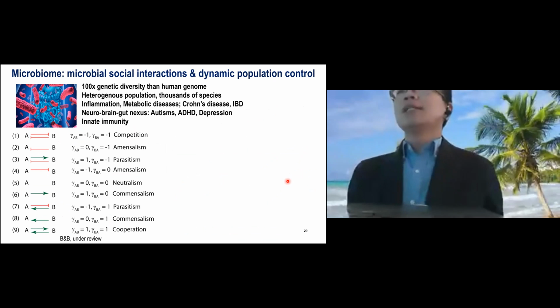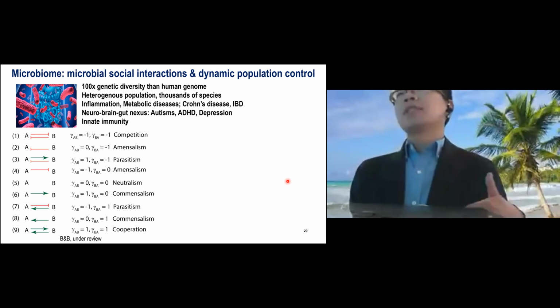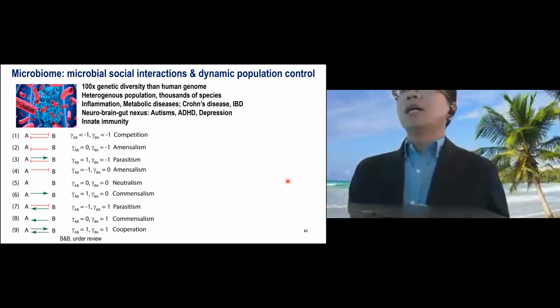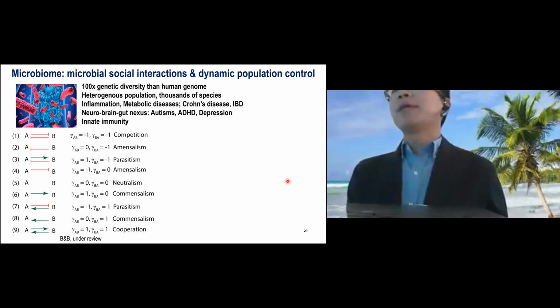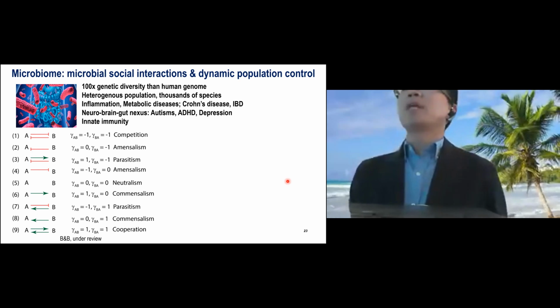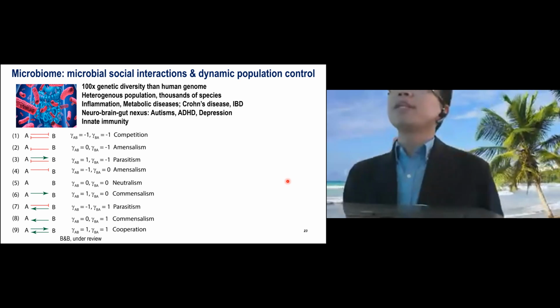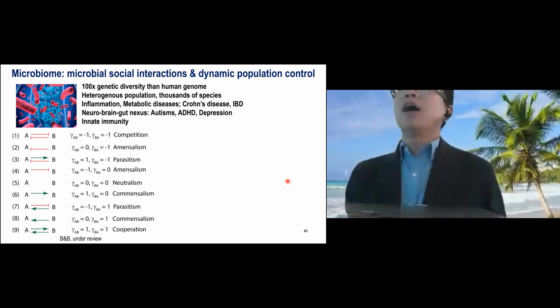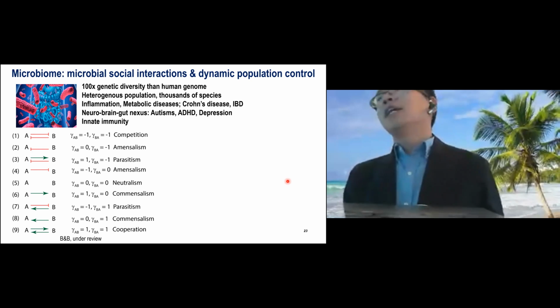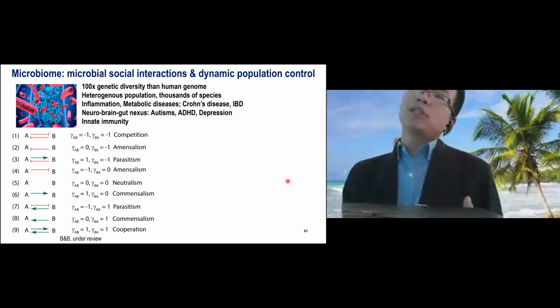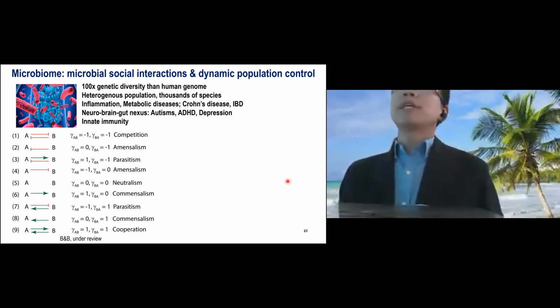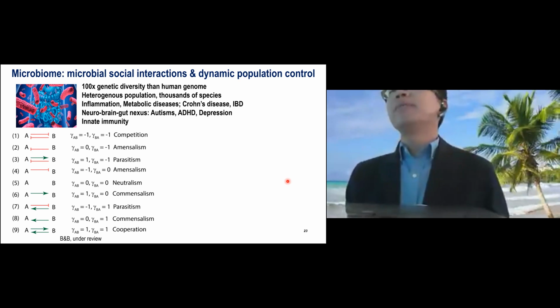You can call it dysbiosis, or maybe the instability of the population, that can cause inflammation, metabolic disease, Crohn's disease, inflammatory bowel disease, or the neuron brain-gut nexus. People found in kids autism, attention deficit hyperactivity disorder, or depression can be linked with the gut microbiome. They can also affect the innate immune system.